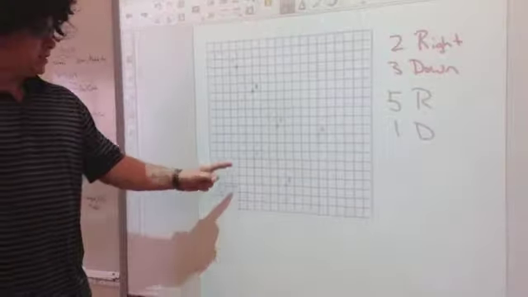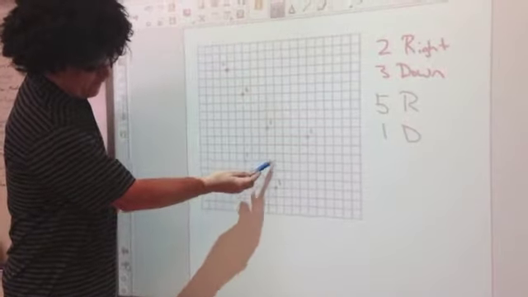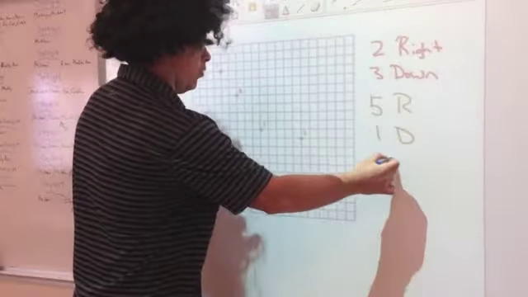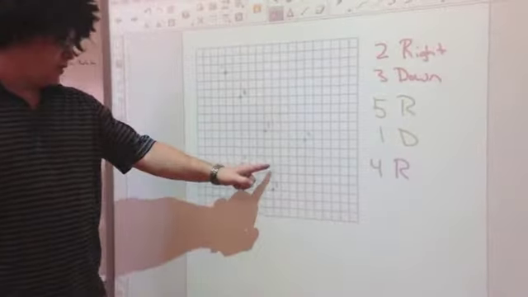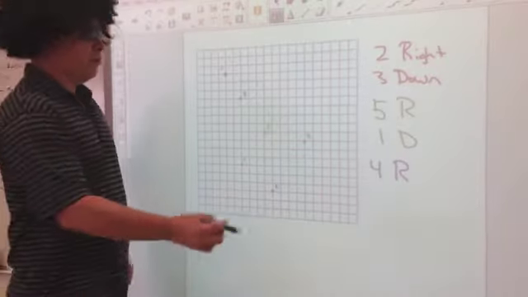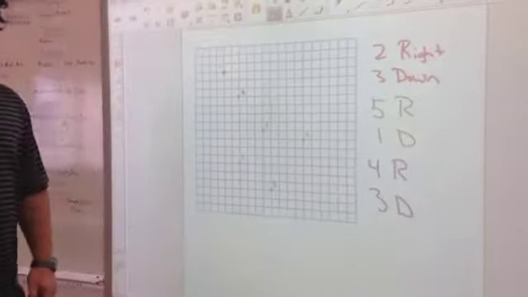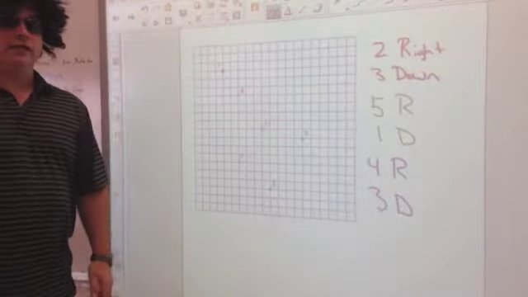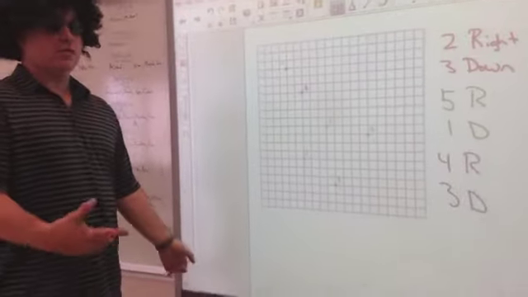The blue dot starts here. And we went 1, 2, 3, 4, again to the right. So we're going to go 4, R for 4 right. And we went 1, 2, 3 down. And now what we've done is we've shown how far that dot has slid, or a slide. Let's move on to the next slide.